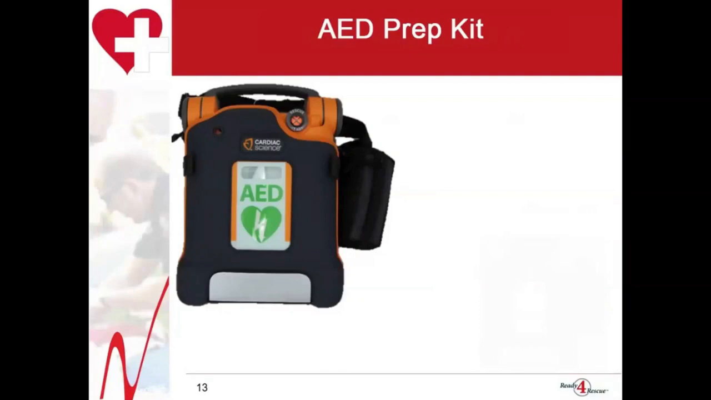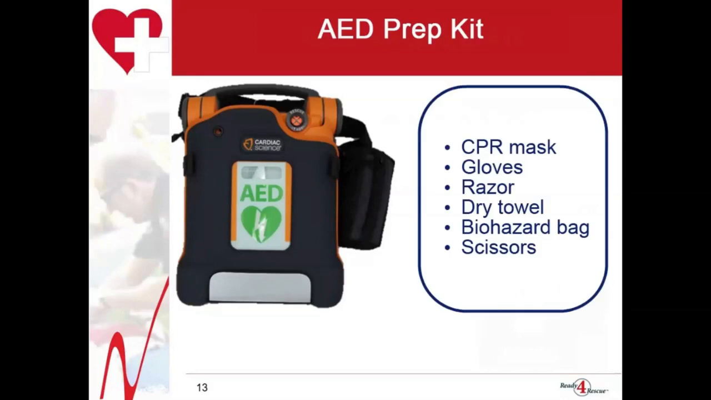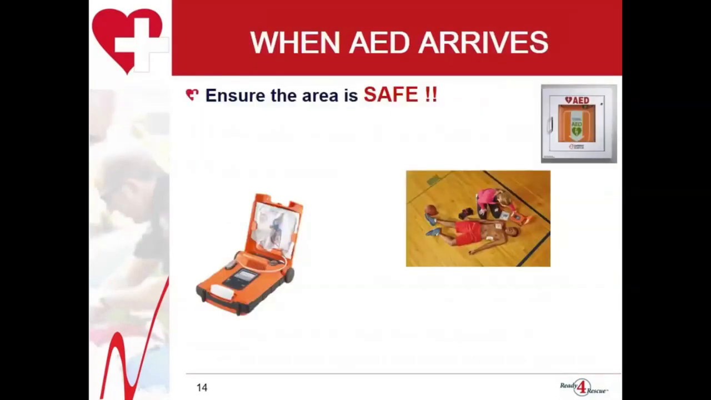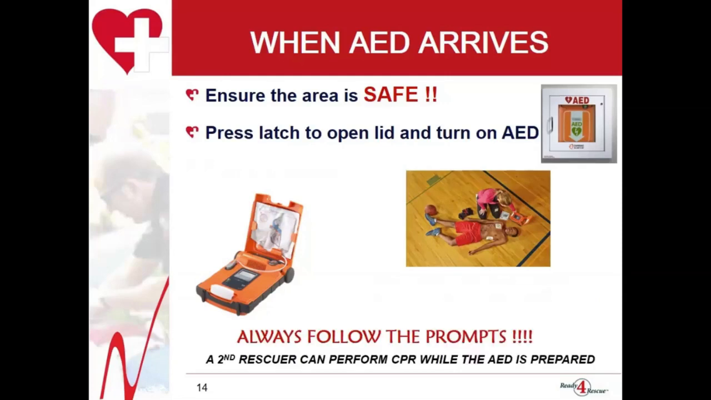Each Cardiac Science G5 AED comes with an AED prep kit. This prep kit includes a CPR mask, a pair of disposable gloves, disposable razor, dry towel, biohazard bag, and pair of scissors. When the AED arrives, you need to ensure the area is safe. Turn the AED on immediately by pressing down on the latch to open. Follow the AED prompts. Do not open the electrodes unless you have confirmed that the casualty is non-responsive and not breathing or showing signs of life.